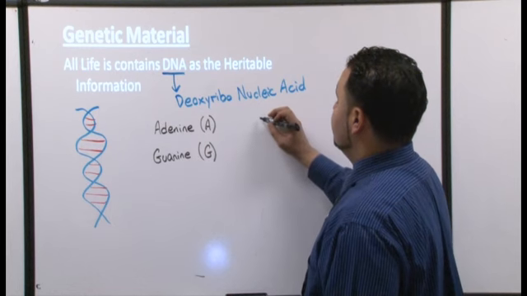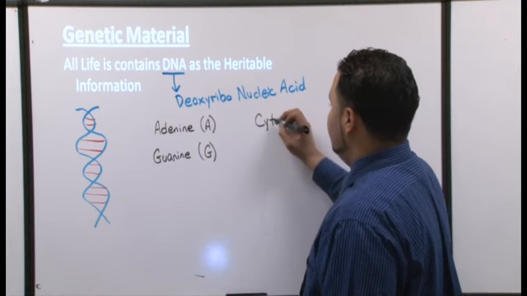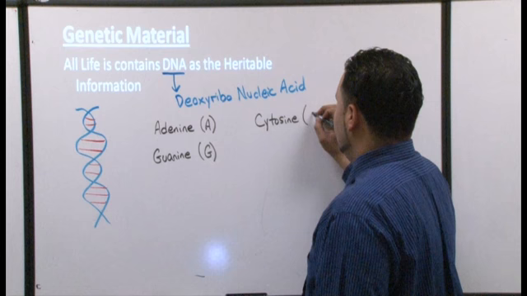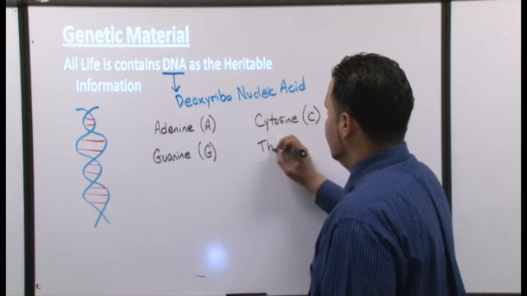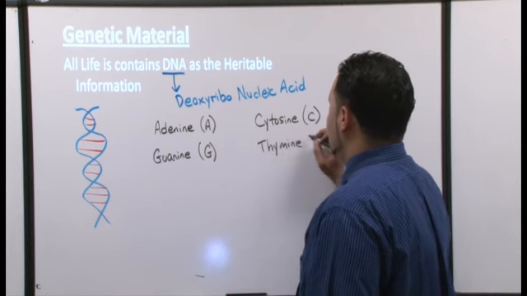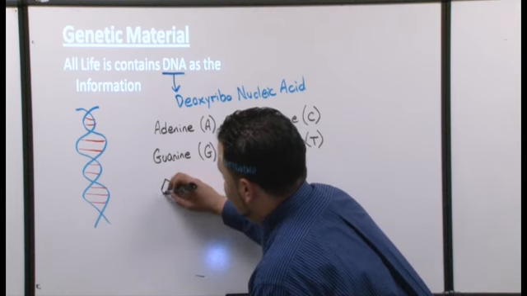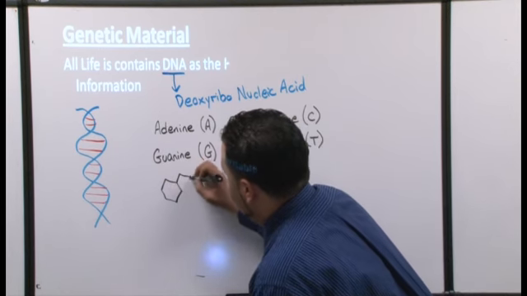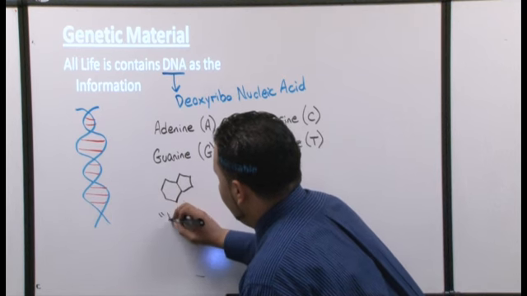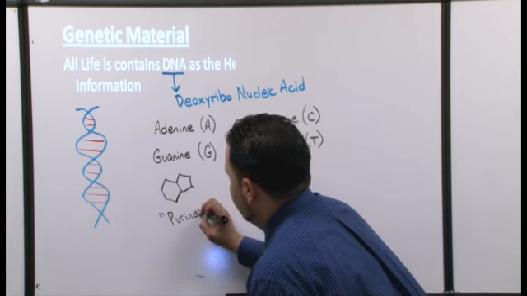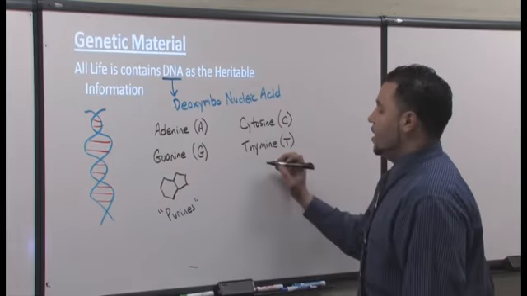Okay, we also know that there's cytosine, C, and thymine. All right, and we also know that these guys over here look like this. They have 2 rings, so there's going to be 1 and 2. And we're going to call these purines. All right, and on this side, I only have 1 ring.